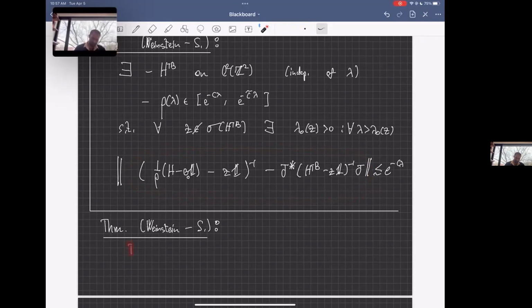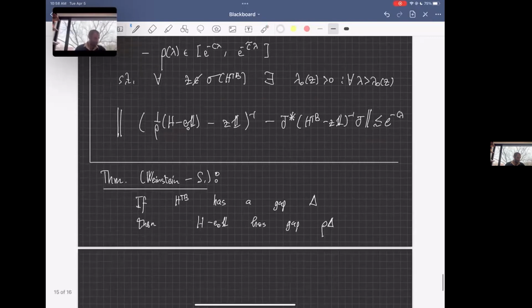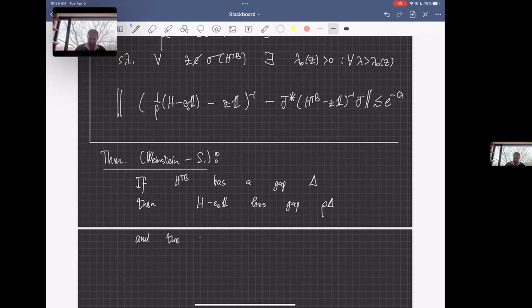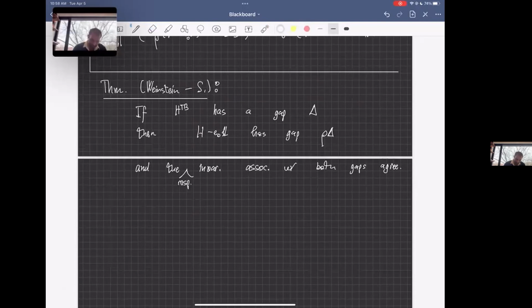So the theorem says that if the tight binding operator has the gap delta, then the shifted continuum operator has a gap rho delta, and the respective invariants associated with both gaps agree. I barely have any time left, but I just want to at least start the proof of this theorem, which is kind of why I set up everything. And they agree, of course, if lambda is sufficiently large. So just the beginning, why this is true.